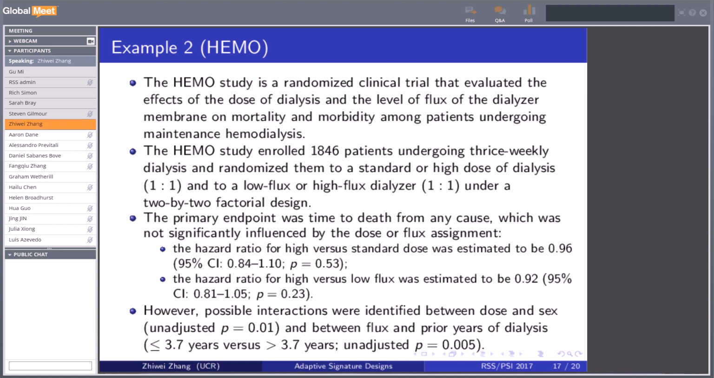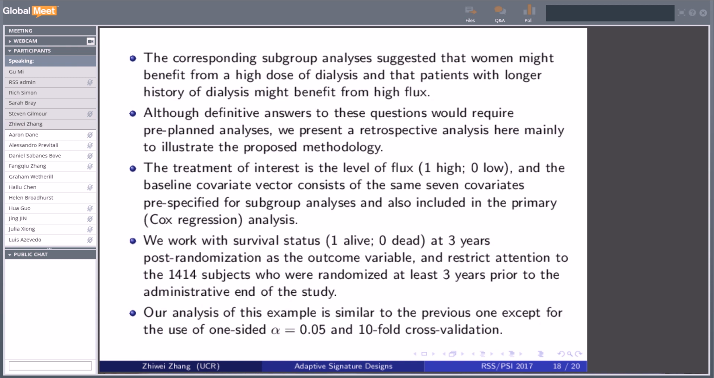The primary endpoint was time to death from any cause, which was not significantly influenced by the dose or flux assignment. However, possible interactions were identified in a post hoc manner between dose and sex and between flux and prior years of dialysis. On slide number 18, the corresponding subgroup analysis suggested that women might benefit from a high dose of dialysis, and that patients with longer history of dialysis might benefit from high flux.